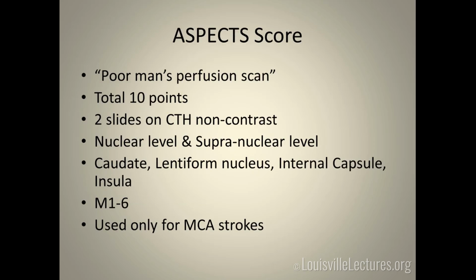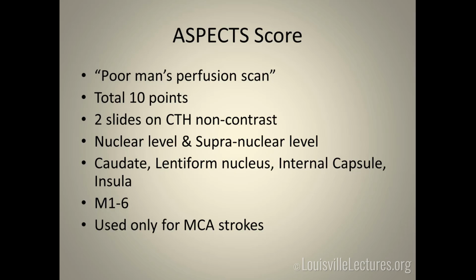There is something called the ASPECT score, which we calculate in every acute stroke patient, especially one who has a possible large vessel occlusion. It is called the poor man's perfusion scan, because it is used to evaluate that penumbra which I was talking about.